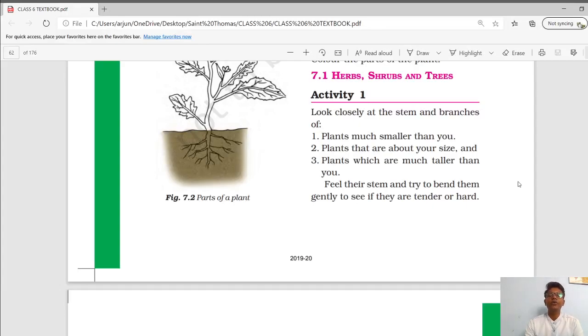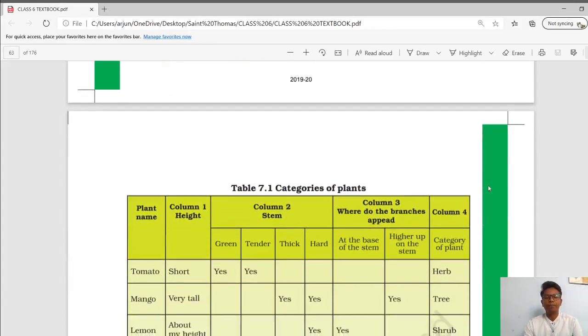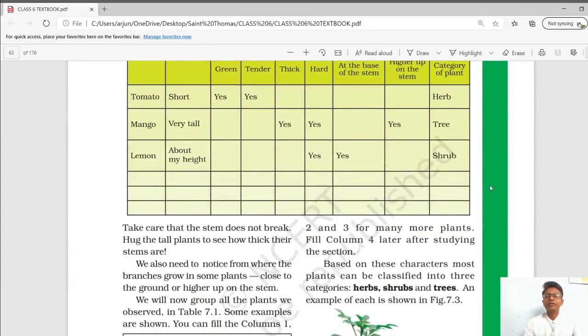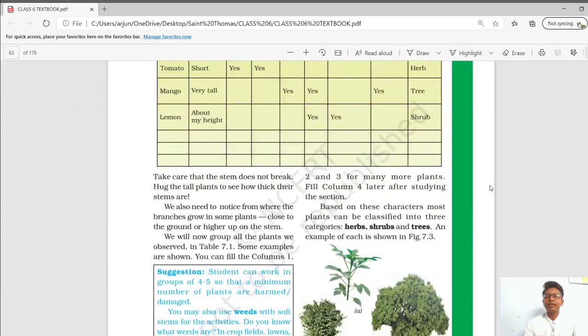Now, the next thing you have to do is feel their stem and try to bend them gently to see if they are tender or hard. You have to try to bend the stem and observe whether it is easy or hard to bend them. Take care that the stem does not break. Yes, you have to see that the stem does not break while bending it.